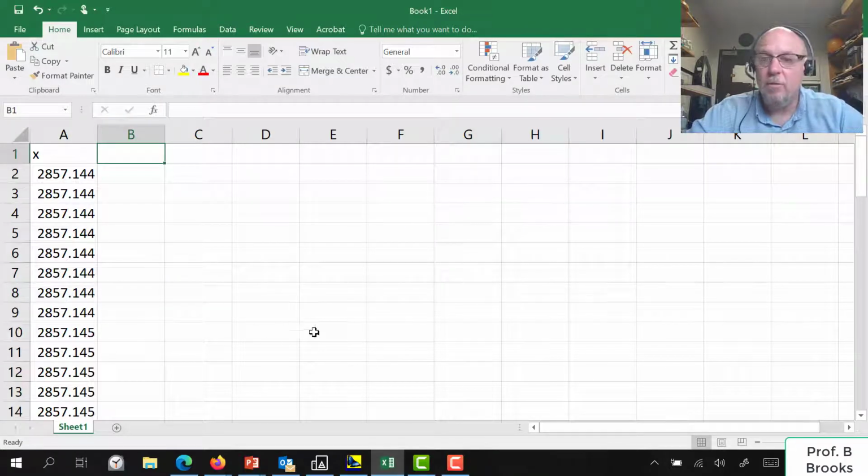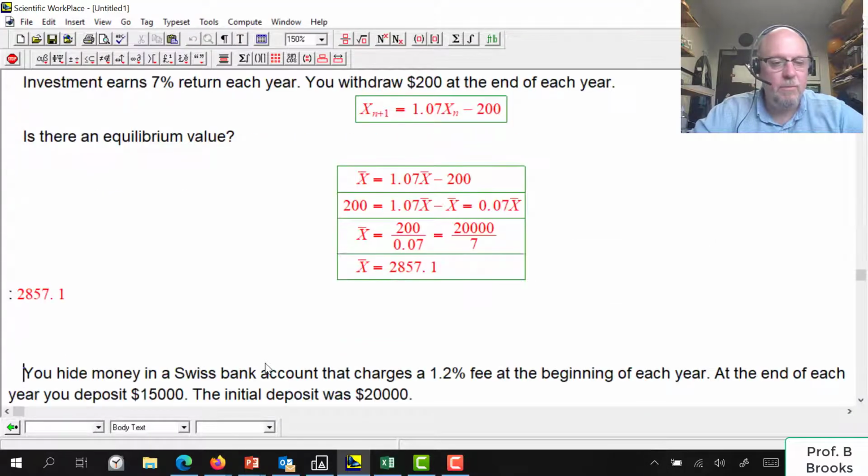So it's not a stable equilibrium. A stable equilibrium would be one where if I was close to it, I would go towards it. That'll show up in our next example.